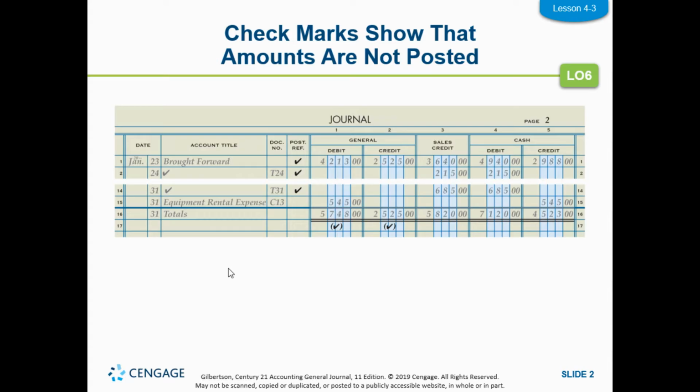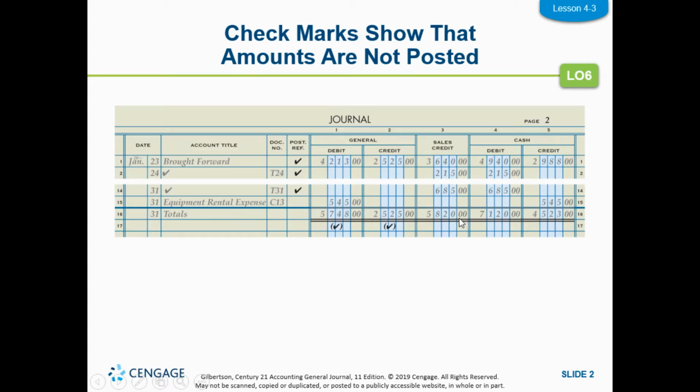The first thing we have to ask ourselves is, why are we posting the totals of our special columns? Again, when I say special columns, I mean sales credit, cash debit, and credit. Why do we have to post those? Well, we've posted our individual transactions from our general debit and credit columns in our previous lessons in chapter 4. Now we're posting column totals.